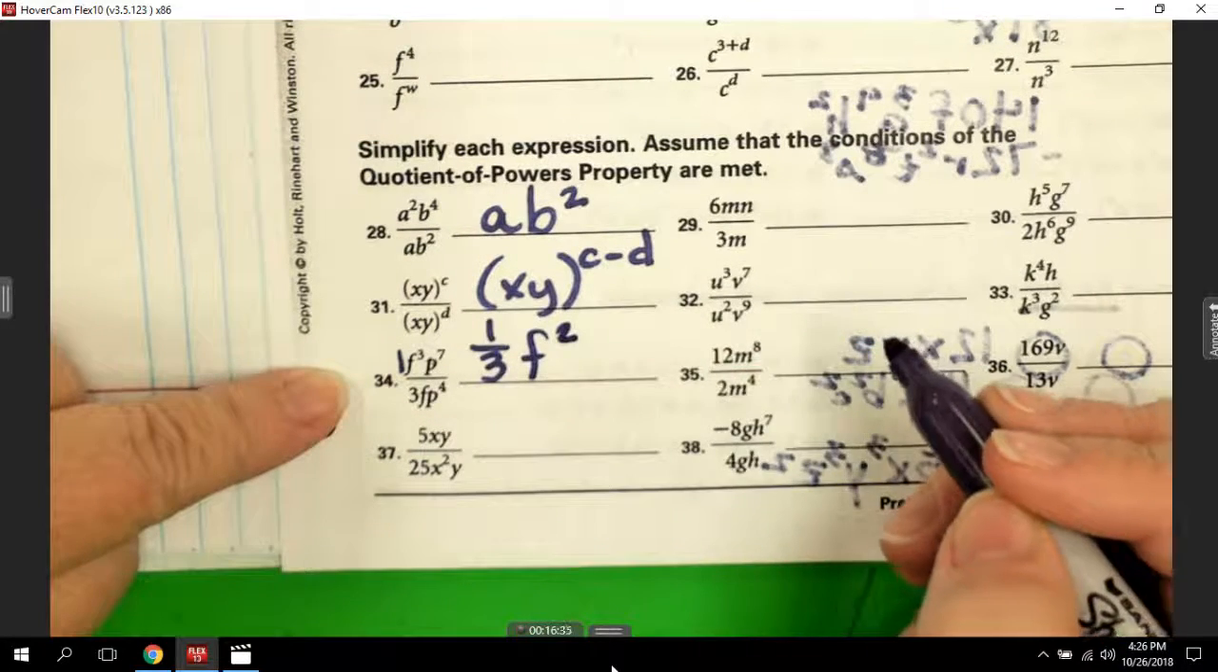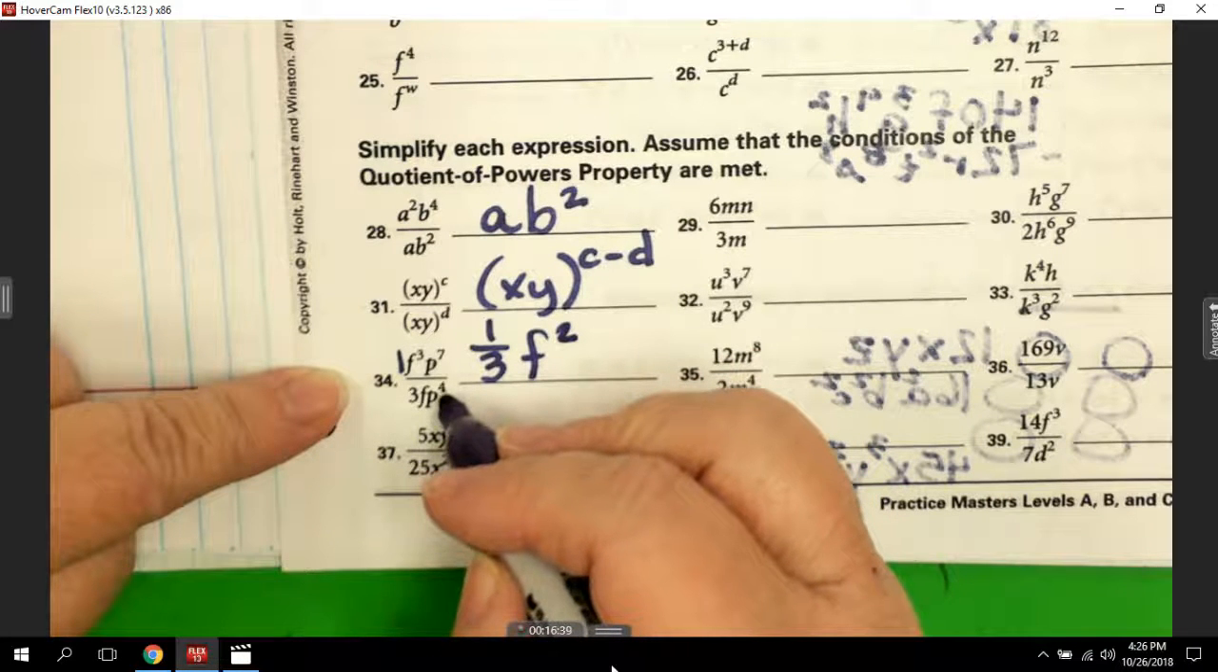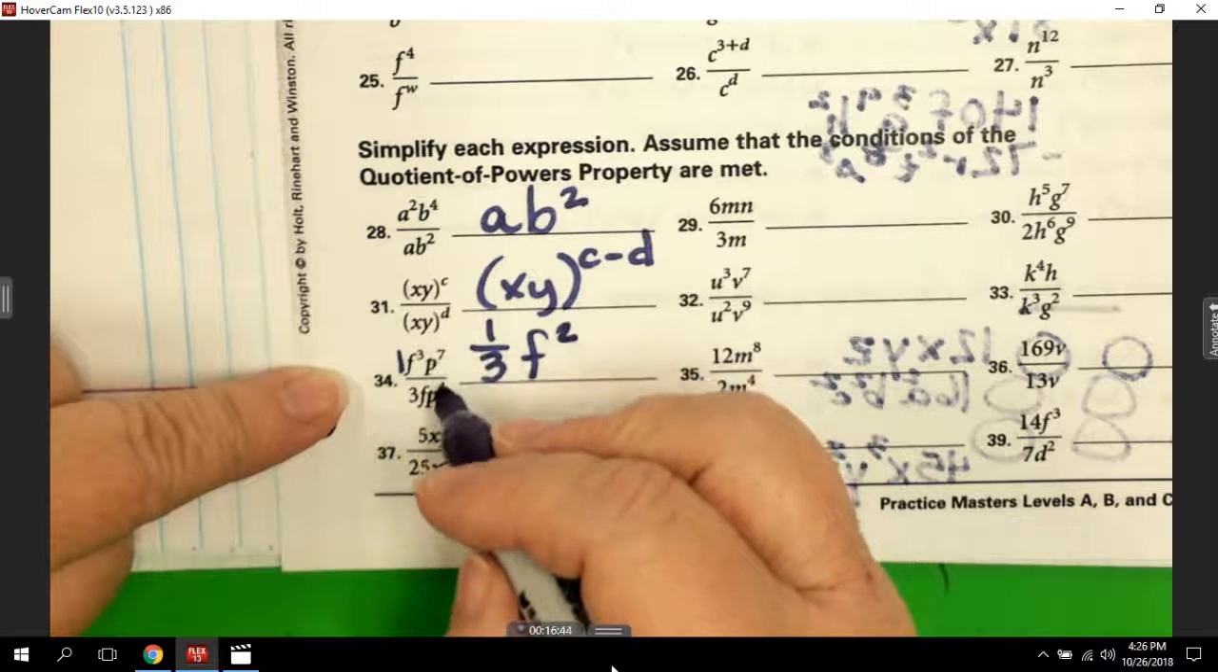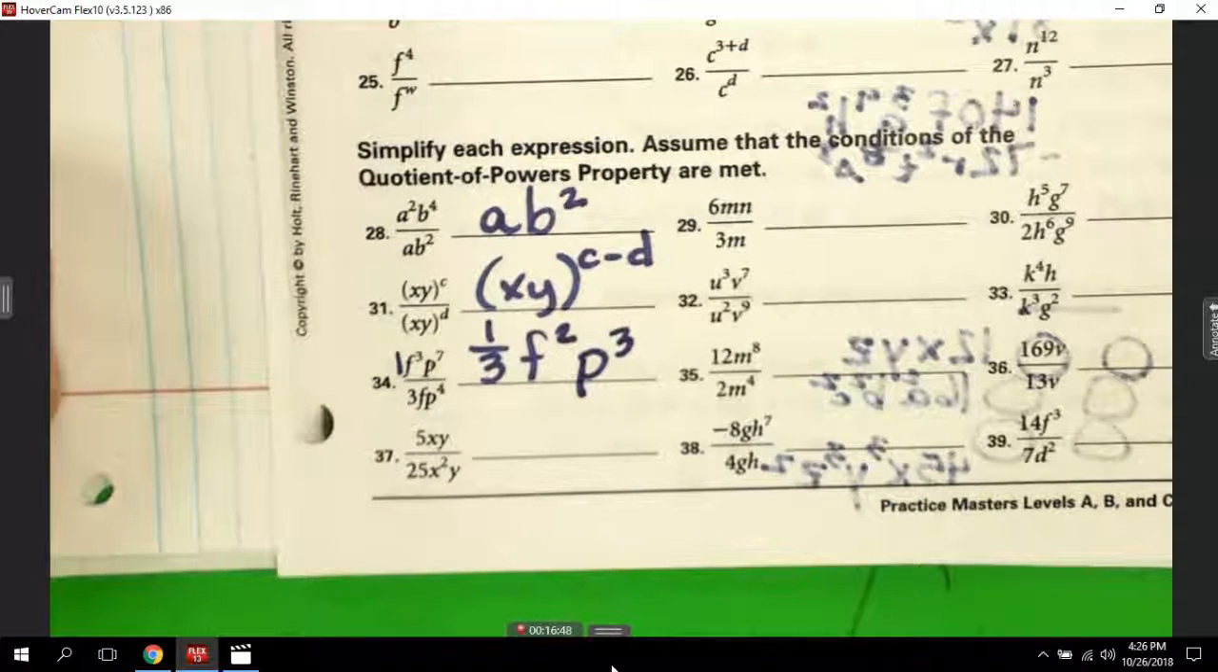F to the second. P to the 7th power divided by p to the 4th power. Again, because it's division, we're going to subtract the exponents. 7 minus 4 is 3. And that's the best we can do.